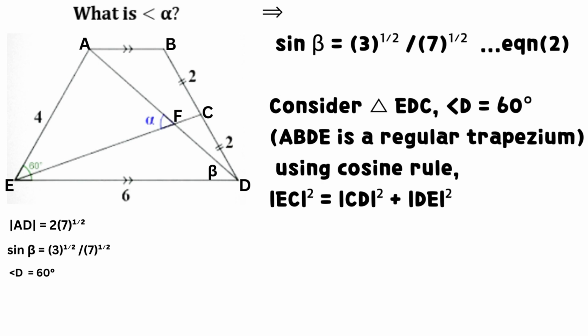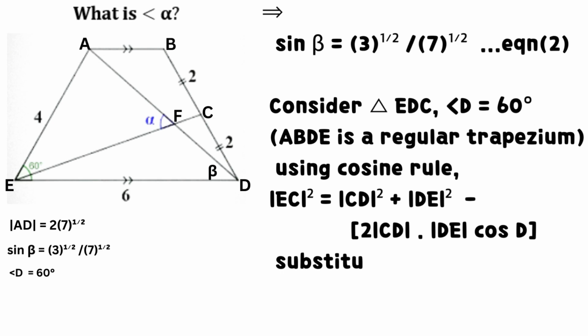Consider triangle EDC. Angle D equals 60 degrees. It is because ABD is a regular trapezium. Using cosine rule, we have that the square of line EC equals the sum of the square of line CD and the square of line DE minus the product of 2, line CD, line DE, and cosine D.